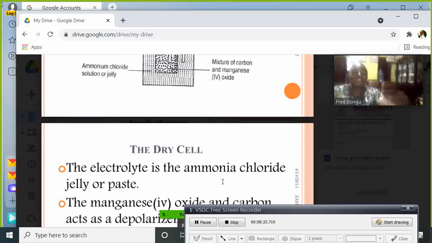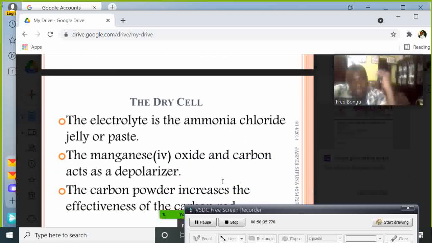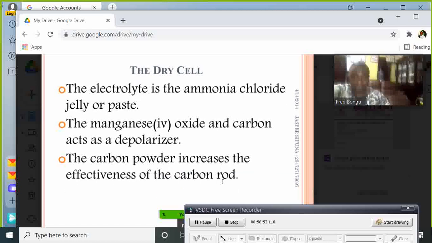Then we have now the real one, the one which we are using nowadays, the dry cell, the one which I've shown you, the one in our remote, the one in our spotlight. It's an improved version of the two. It's an improved version of the Leclanché cell and of the simple cell. That's what we call the dry cell. It also has an electrolyte, which is ammonium.